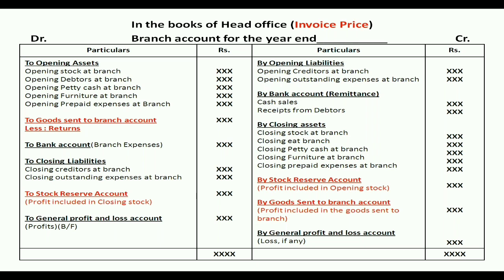Along with that, whatever goods are returned by the branch to the head office will also be recorded in the same place, and we deduct it and write the balance in the outer column. The next entry on the debit side is bank account. Remember, under bank account on the debit side, we record the expenditure met by the branch, but for that expenditure the head office needs to pay the money. Only then do we record that particular expenditure in the bank account on the debit side.